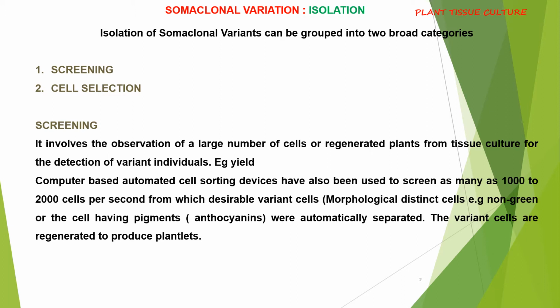Isolation of somaclonal variants can be grouped into two categories: screening and cell selection. Screening can be done for detection of somaclones and is used in many cereal crops successfully. Here, a range of regenerated plants or cells, that is R1 or SC1, are used to identify variants, and then it is confirmed by use of R2 progenies. Example, screening for yield in a variant.